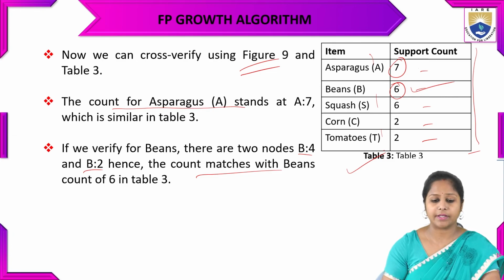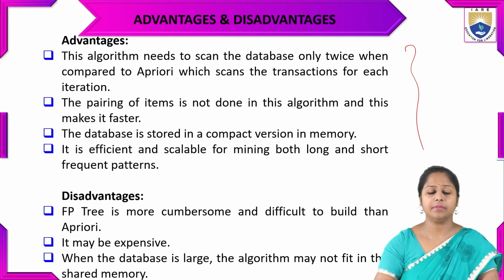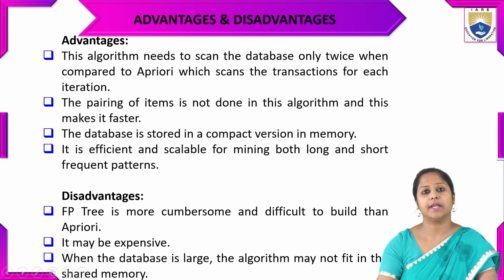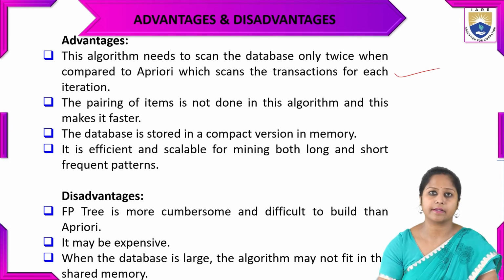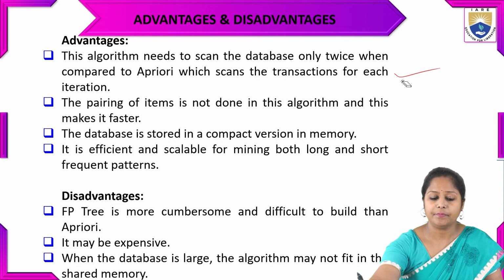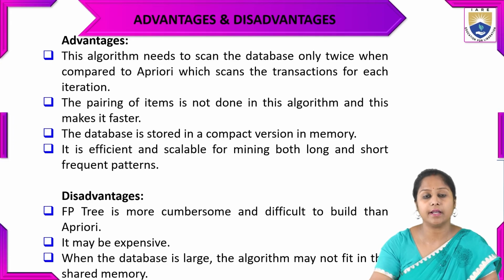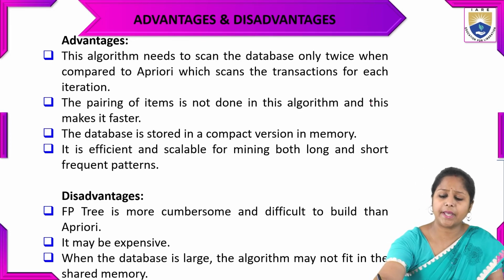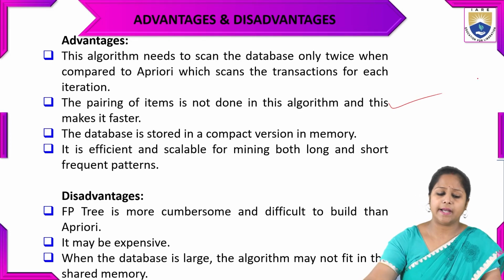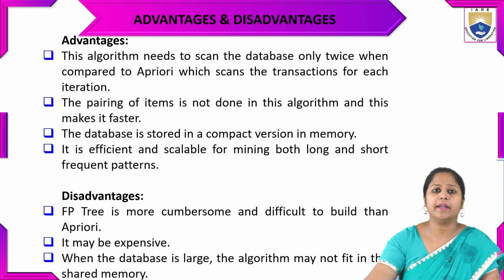Now we will see what the different advantages and disadvantages are. The advantage of this algorithm is that it needs to scan the database only twice, compared to Apriori, which scans the transactions in each iteration. That was taking so much time, and in this algorithm it takes less time and is faster in that regard. The pairing of items is not done in this algorithm, and that makes it a faster algorithm than Apriori and other algorithms.